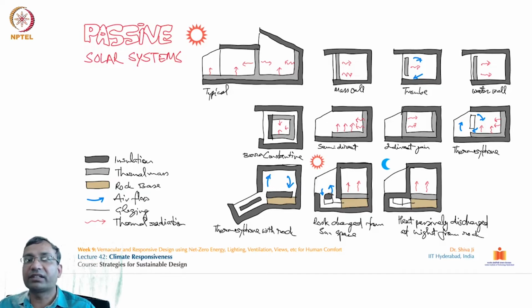And similarly you can see all of these examples, like how the heat and the conductivity can be controlled by applying such materials. In this combination you can see how the same cross section is going to behave in the day and night. So that is also illustrated over here. This is a rock bed charged from a sun space during the day, and this heat is passively discharged at night from the rock bed. So this rock bed absorbs heat in the daytime and releases heat in the night time, so that there is a balance of temperature in the internal quarter. So this is one of the important slides where we talk about choosing strategies for our designs.